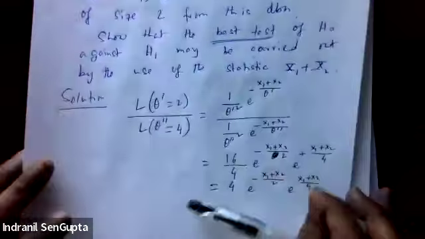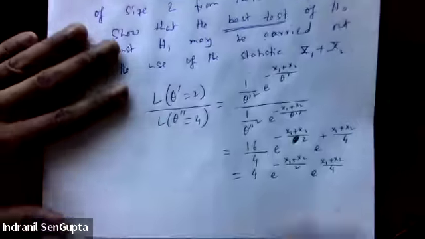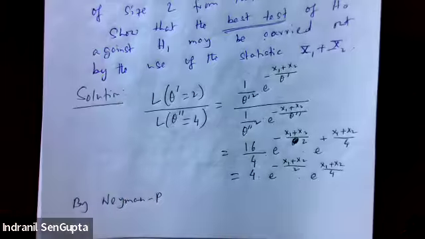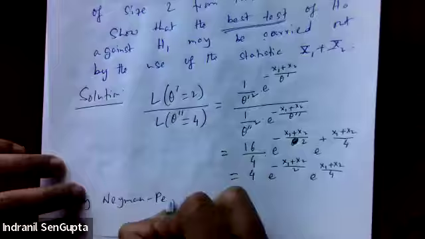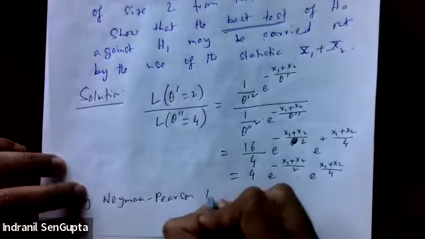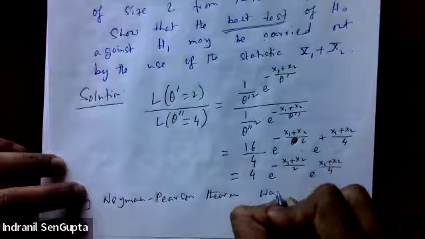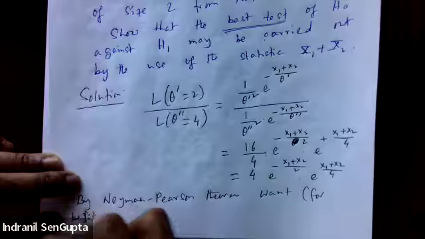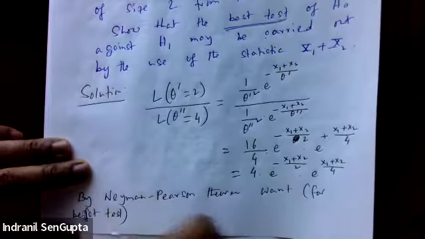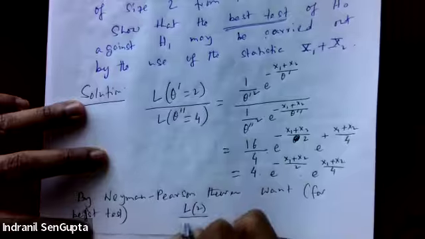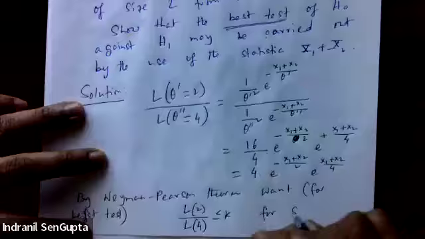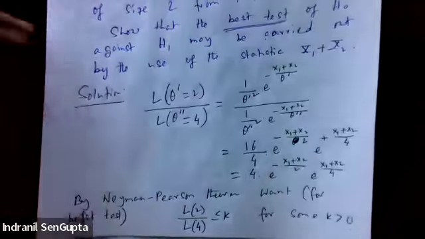What do you want? By the Neyman-Pearson theorem, for the best test we want L of 2 over L of 4 to be less than or equal to k, for some k bigger than 0. Okay, so let's simplify this.